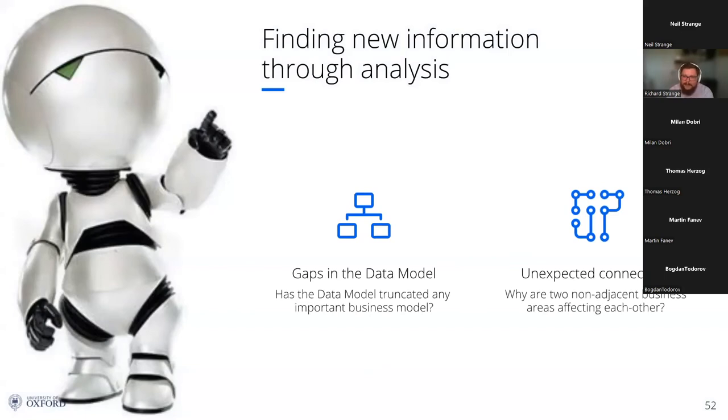But where BI has its most value is where you find unexpected connections between two parts of your model, two parts of your architecture. Is it that you've truncated important business information when you've been building these? Are there connections that just never cropped up in your modeling? Either way, having a semantic link or a semantic network to base yourself off of is fantastic.